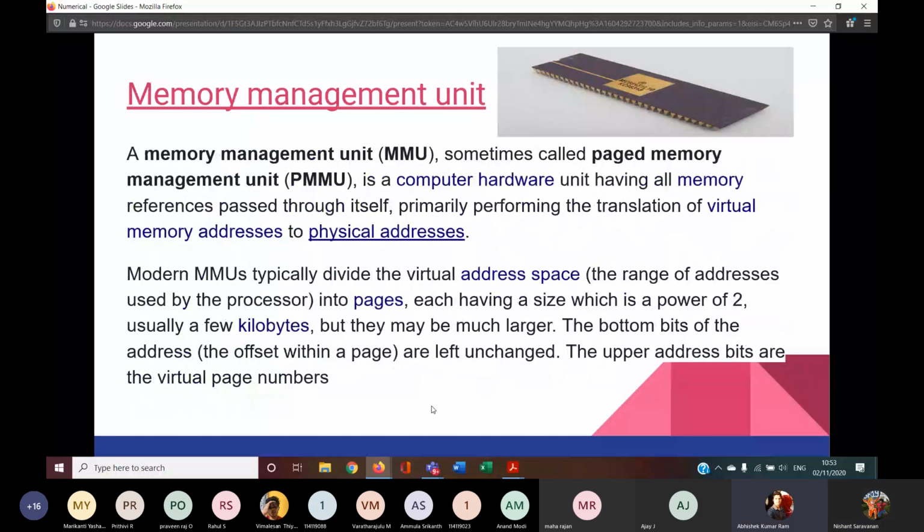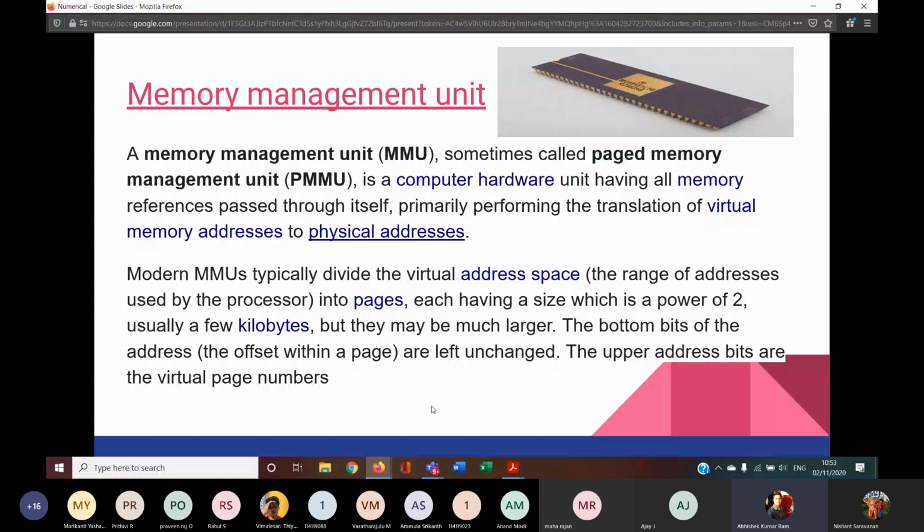One of the most important parts is the memory management unit, because each and everything is stored over here. A memory management unit, MMU, sometimes called a paged memory management unit, PMMU, is a computer hardware unit. You can see the picture. It has all the memory references pass through itself, primarily performing the translation of virtual memory addresses to physical addresses. The memory management unit is a hardware component which is a part of the CPU.